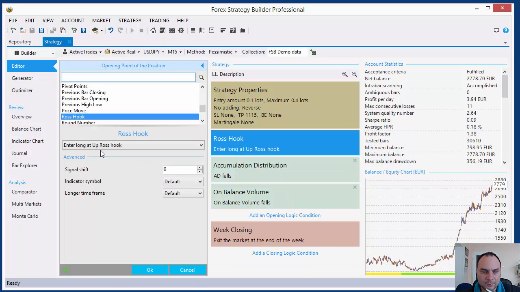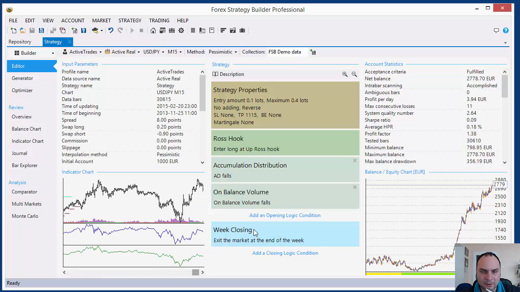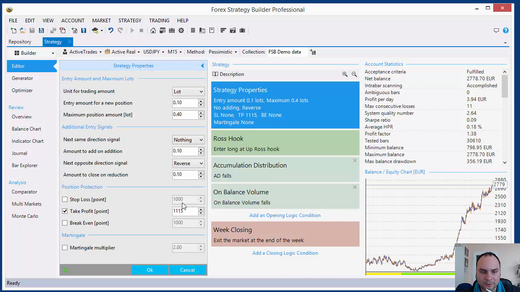Cross hook. It's okay. Take profit. How much to take profit? Let's try with 1000. Here the general performance of the strategy is not too high, only 2,700 euro. If I increase the take profit, what will happen? Nothing.